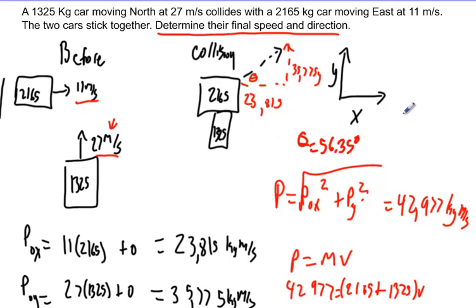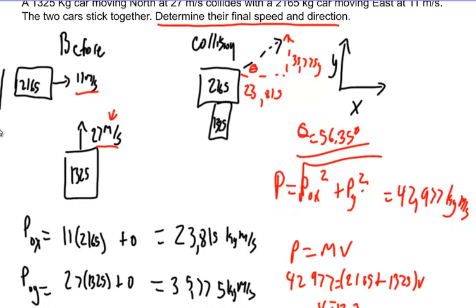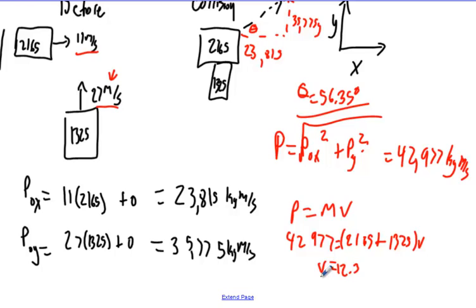Now that isn't really the direction because we talked in terms of east and north. So if this angle is 56.35 degrees, then it's 56.35 degrees north of east. So 12.3 meters per second at 56.35 degrees north of east. And that tells me the final speed and direction of the car. It's a conservation of momentum problem.